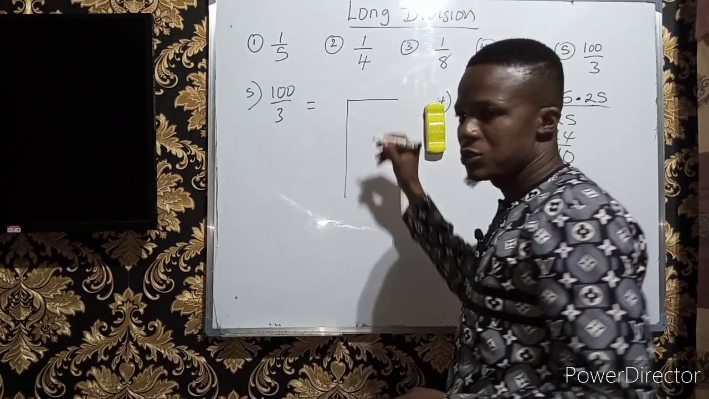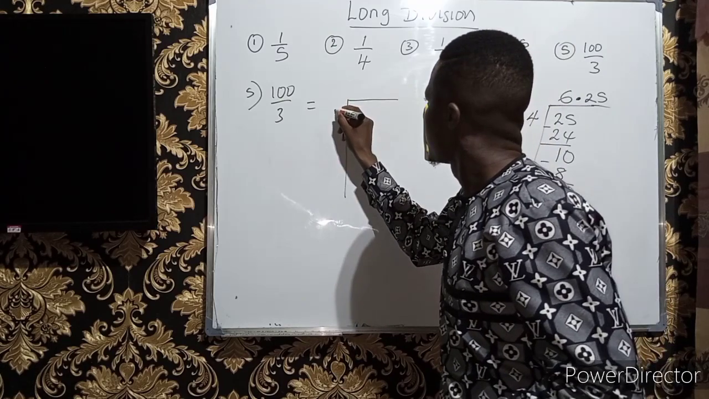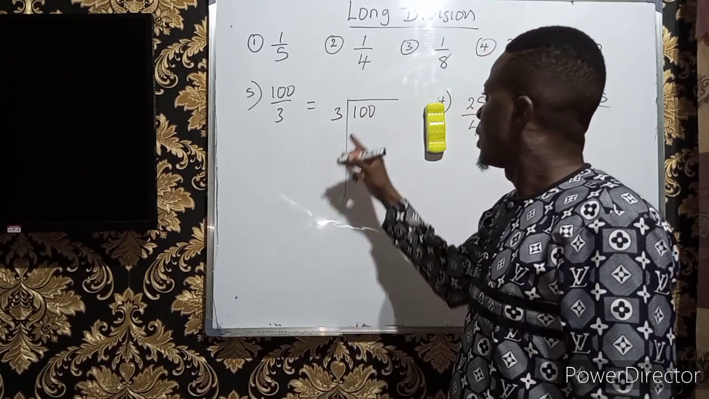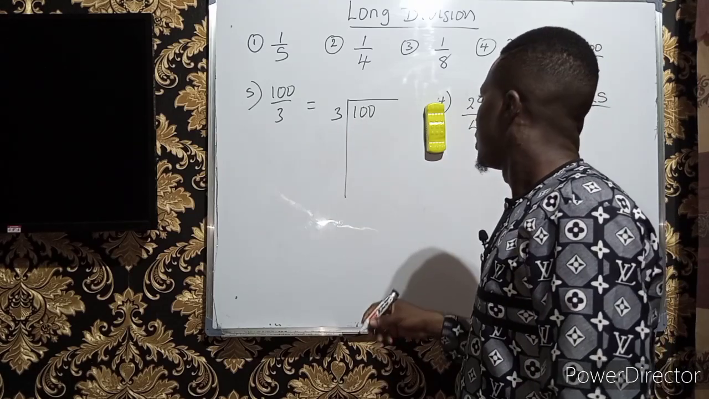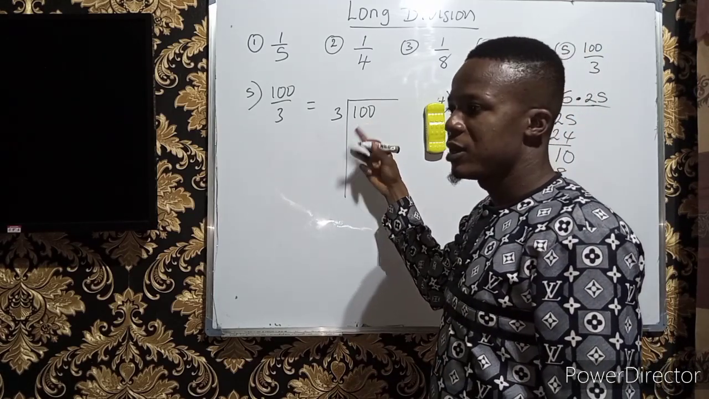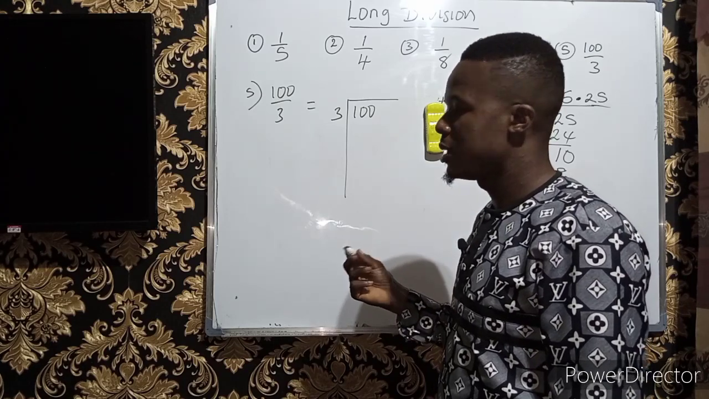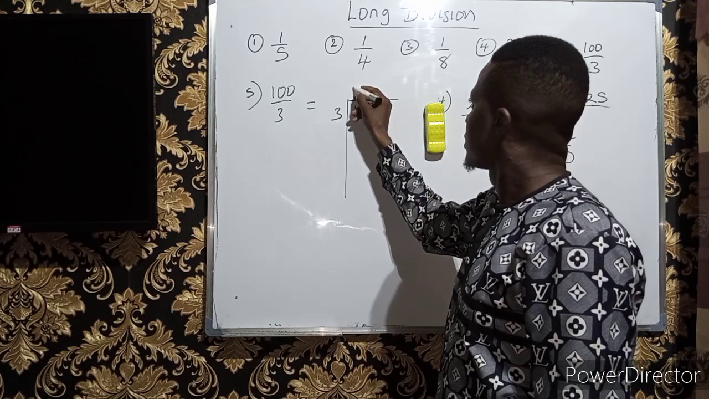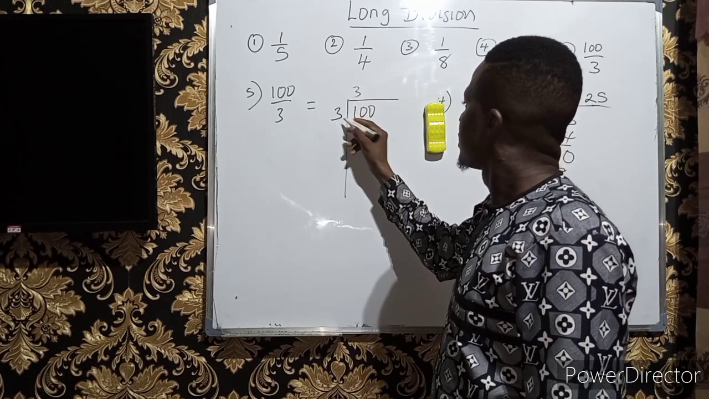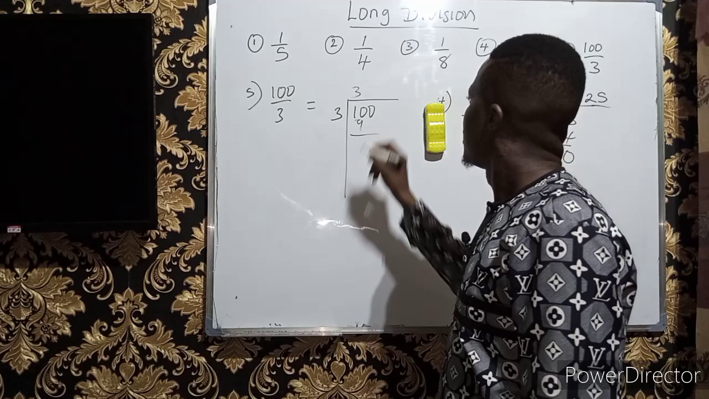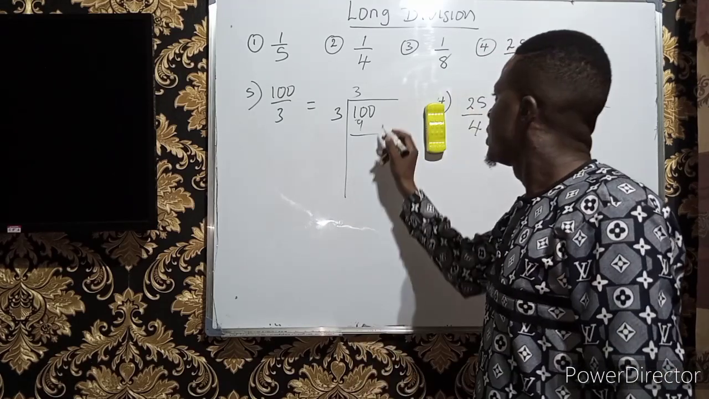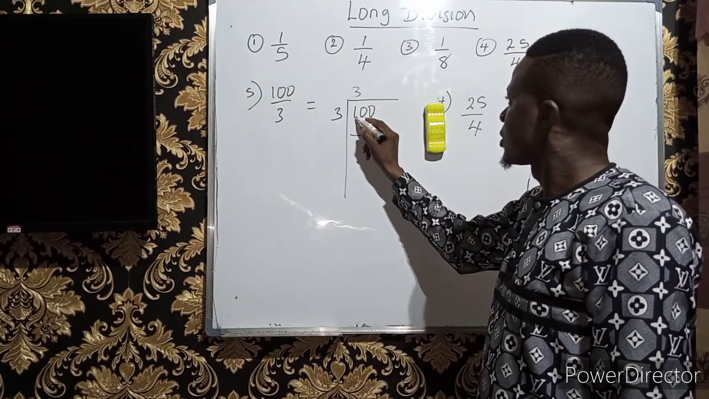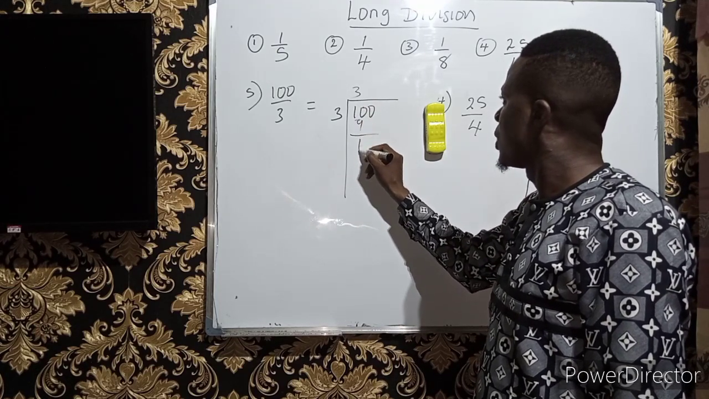You've got to make the symbol as usual. The denominator must always be outside, while the numerator must be inside. So we have 100 divided by 3. Since this 100 is a very big number, if you might not get the result immediately, you can concentrate on 10. You can say 10 divided by 3 will give us 3. 3 times 3 is 9. When you subtract, don't put this 9 under the units, because you consider just 10. So you say 10 minus 9 is 1.